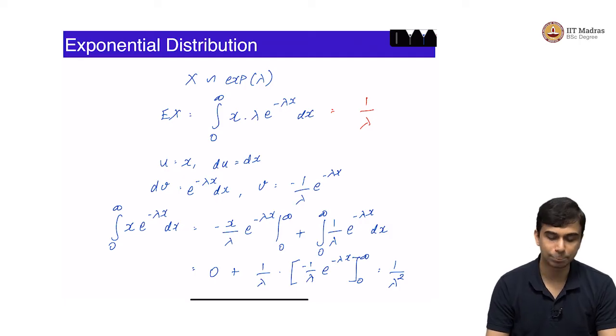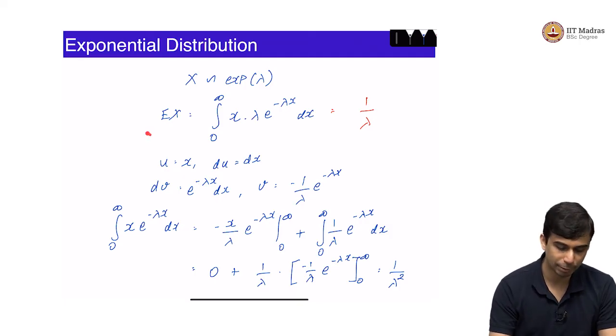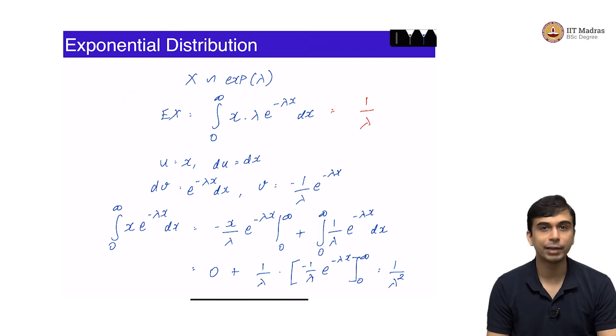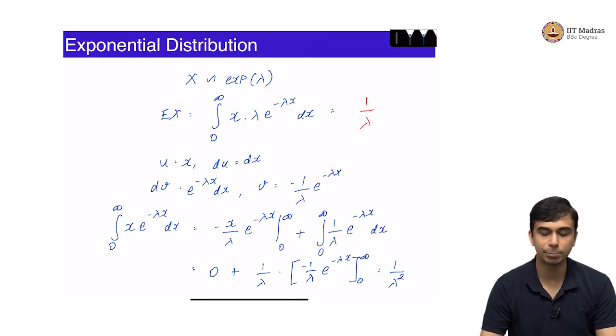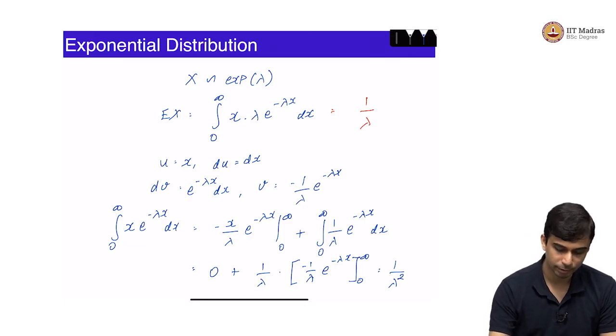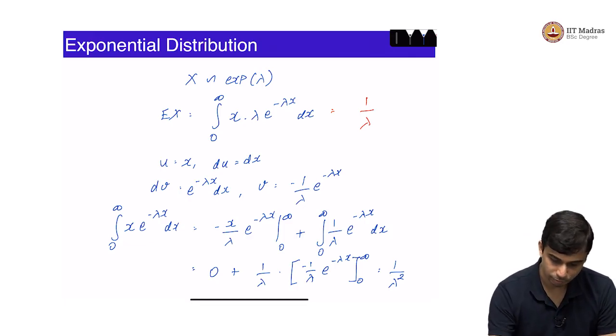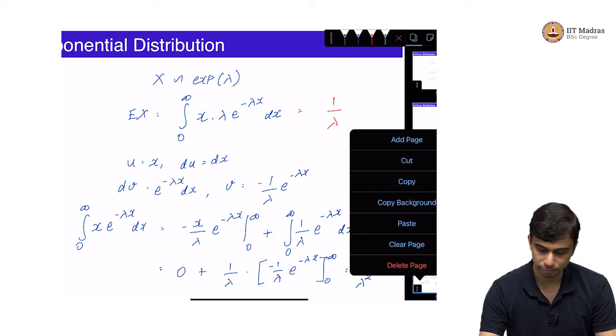Right. So that is the expectation of the exponential random variable. You can derive the variance also in the same way, using integration by parts, but the variance is not very important right now. So the expected value of an exponential random variable is nicely equal to 1 by lambda. Right. Let us go ahead.